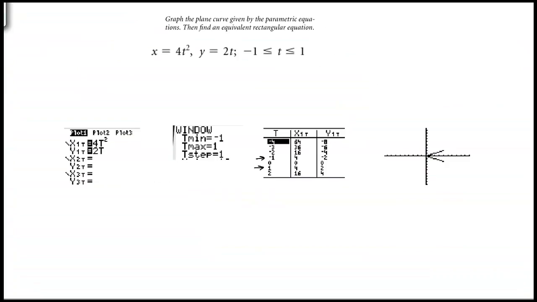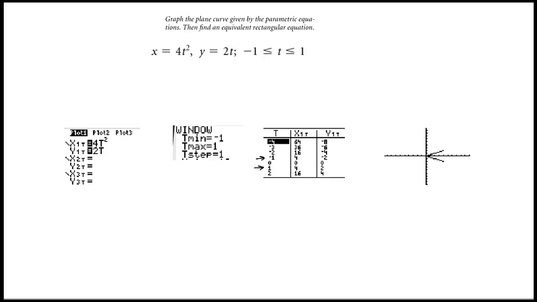For the next problem, it wants us to graph the plane curve given by the parametric equations and then find the equivalent rectangular equation for it. We have x equals 4t squared, y equals 2t, for the parameter t being between -1 and 1.